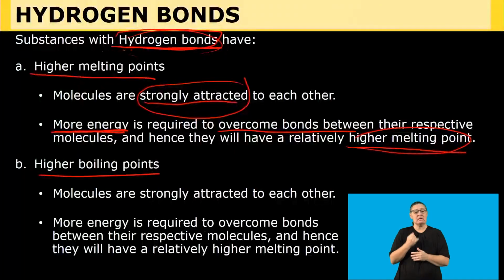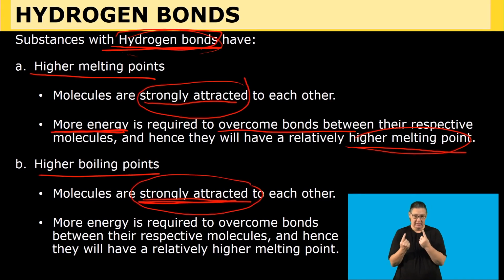Now, with regards to the boiling point, substances having hydrogen bonds are still going to be strongly attracted to each other. And if they are strongly attracted to each other, they will still need more energy to overcome the bonds between the respective molecules. Once that happens, these substances will have a higher boiling point. So again, the more energy that is required, the higher the boiling point and also the higher the melting point. That is only if the substances have a hydrogen bond between the molecules making up that particular substance. So that's that with the hydrogen bond.